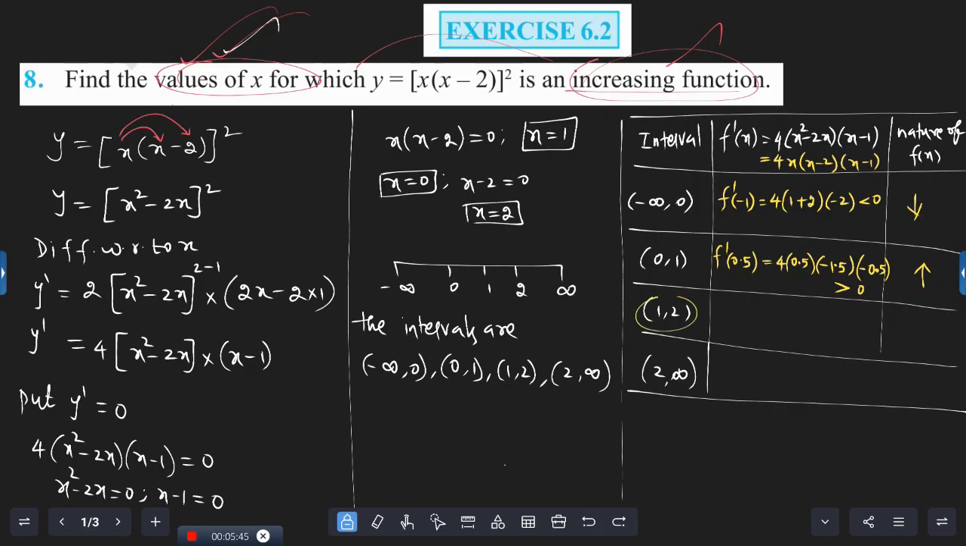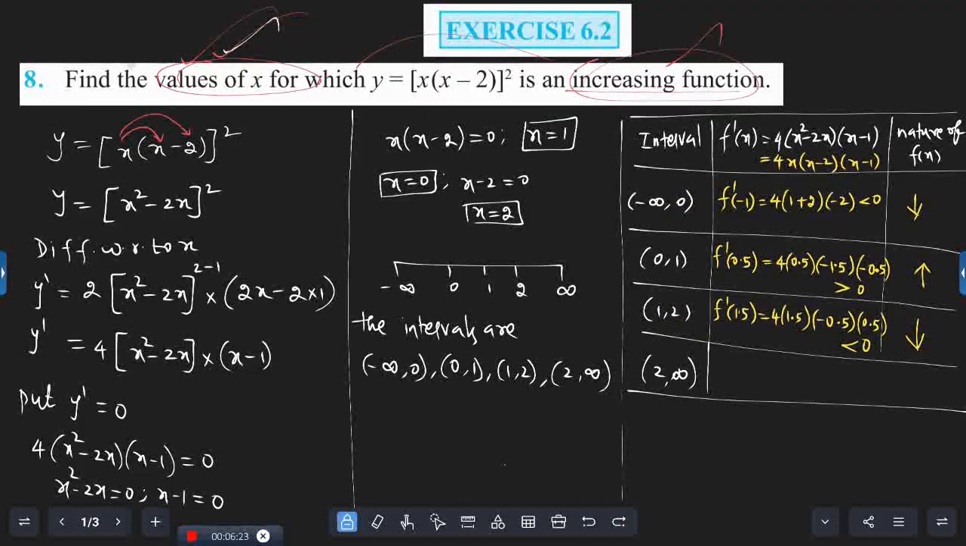Next 1 comma 2, I will take 1.5. F dash of 1.5, what am I getting? 4 into 1.5 minus 2, that is minus 0.5 after subtracting, and 1.5 minus 1 is 0.5. So only one minus, so it is less than 0. So decreasing, reject. I said reject, because in the question they asked only for increasing.